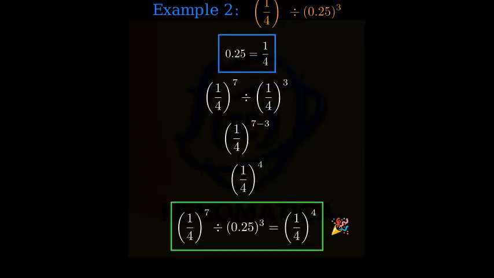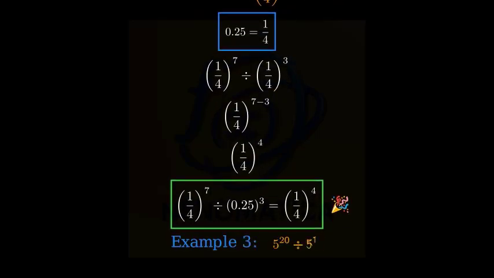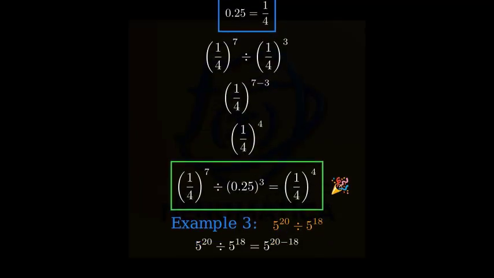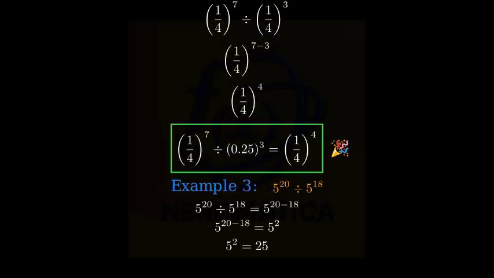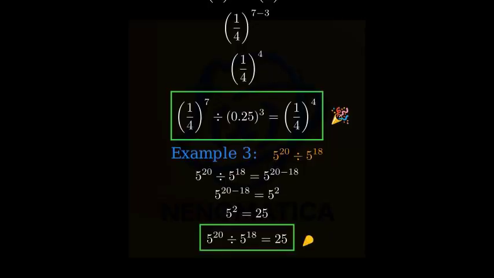Let's solve one more example. We want to calculate 5 raised to the power of 20 divided by 5 raised to the power of 18. Using our quotient of powers rule, we keep the base 5 and subtract the exponents. 20 minus 18 equals 2. So we have 5 squared. 5 squared equals 25. Therefore, 5 to the power of 20 divided by 5 to the power of 18 equals 25.